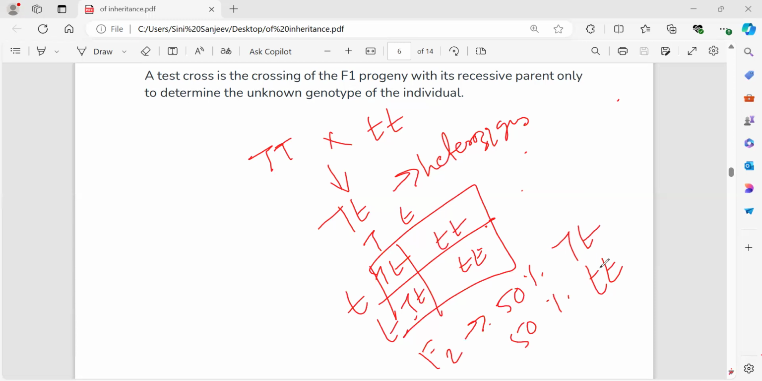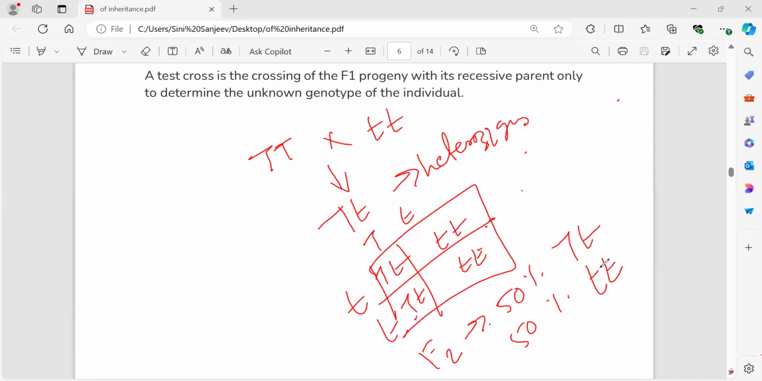But when you come to a test cross, the condition is that whatever F1 progeny you're getting, you just have to cross it with the recessive parent only. That will determine the unknown genotype of the individual. So these are the two types of crosses, the back cross and the test cross.